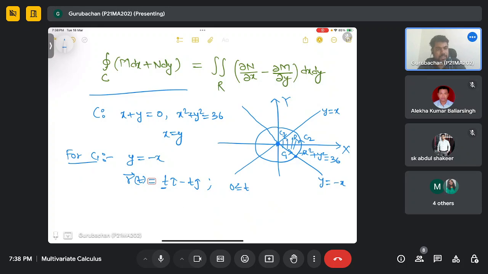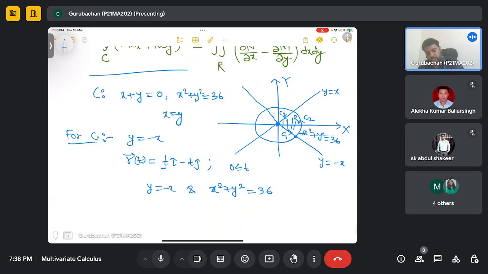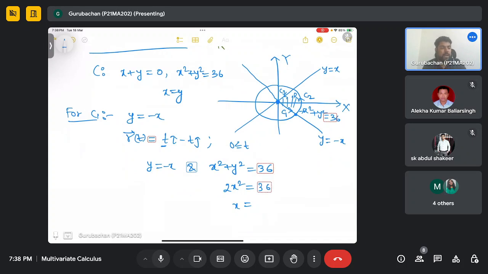So this is the intersection point of this circle and y equal to minus x. So y equal to minus x and x square plus y square equal to 36. Its intersection point: 2x square equals 36, and from here you will get x square equal to 18. And what is the square root of 18? Tell me. 3 root 2. Okay, 3 root 2.